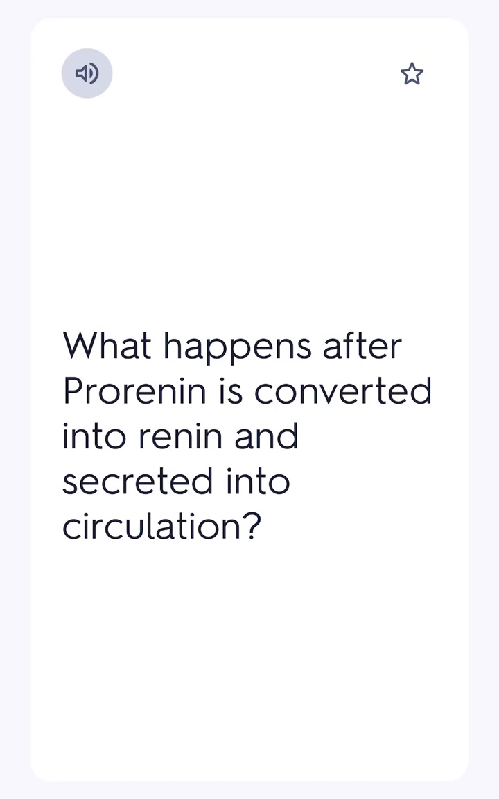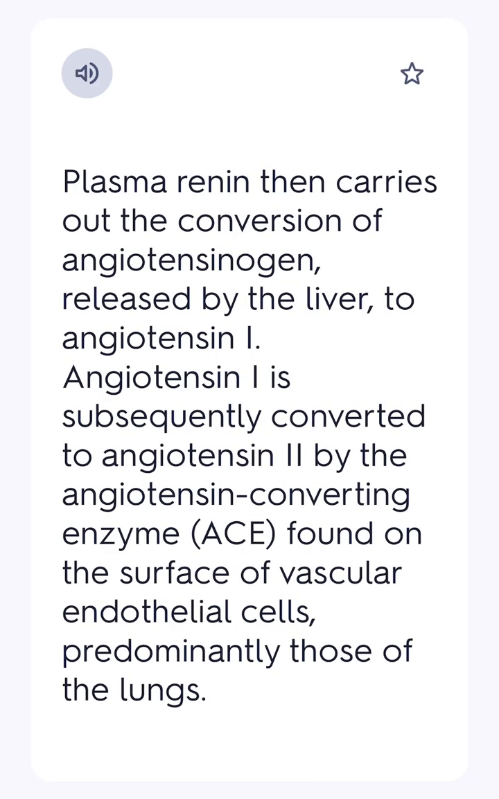What happens after prorenin is converted into renin and secreted into circulation? Plasma renin then carries out the conversion of angiotensinogen, released by the liver, to angiotensin I. Angiotensin I is subsequently converted to angiotensin II by the angiotensin-converting enzyme found on the surface of vascular endothelial cells, predominantly those of the lungs.